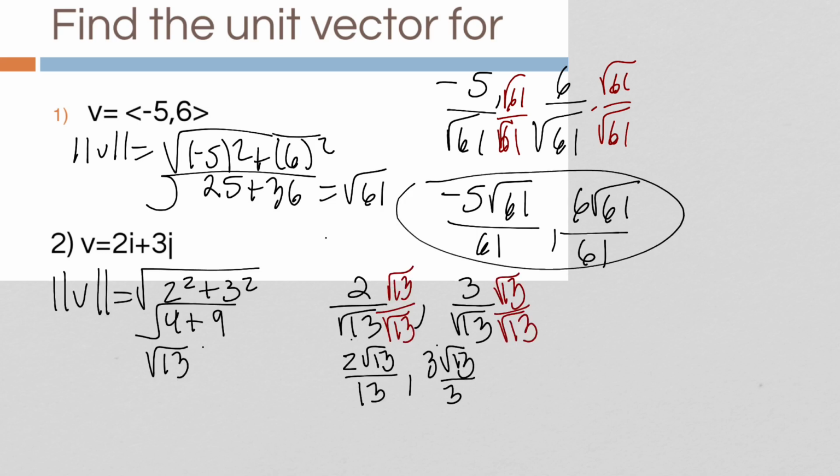Okay, when I get the magnitude for this one here, I get square root of 13. I'm dividing each component of the vector by the magnitude. I need to rationalize, like I showed there, by multiplying top and bottom by root 13 over root 13, and this is what I get for my final answer.